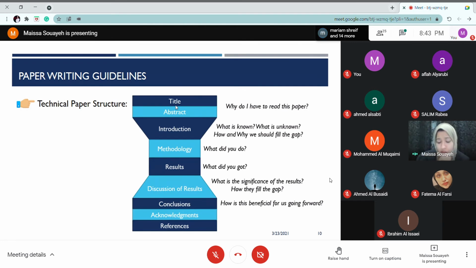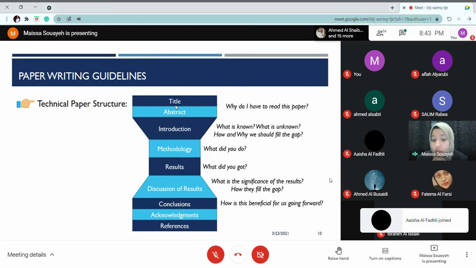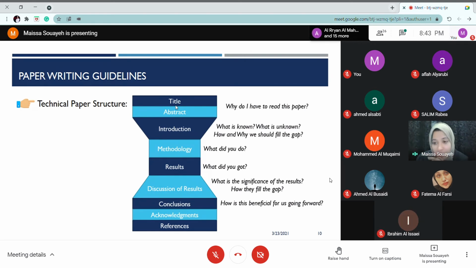And then comes acknowledgement. I think you are aware of the acknowledgement. It's about thanking whoever helped you and supported you. And the referencing is citing or listing the literature you use. So while constructing your technical paper through this structure, you need to be able to answer all of these questions, each part. And then the shape of the structure, they call it the hourglass shape.